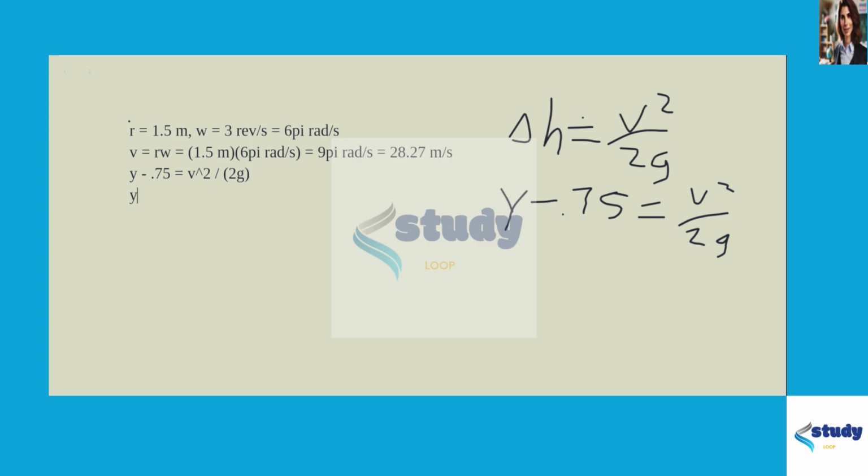We can plug in the values that were given. So the velocity here is what we just found, 28.27 meters per second. The acceleration due to gravity is 9.8 meters per second squared. And let's plug this into a calculator to see what we get.